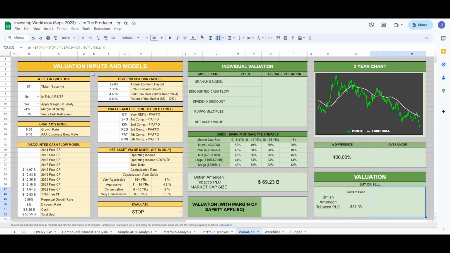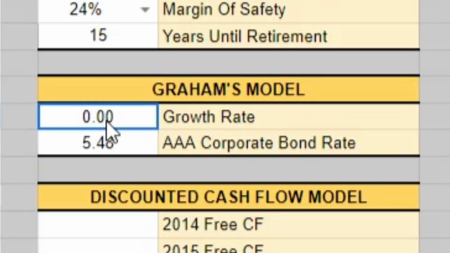Over here on the valuation spreadsheet for Graham's model, I'm going to show you how I came to this figure. The AAA corporate bond rate is 5.48% currently, so pretty high, and I put a 0% for the earnings per share growth rate over the next 5 to 7 years, and using Graham's model, that's what you should be looking for: earnings per share growth over the next 5 to 7 years. So where am I going to get that?